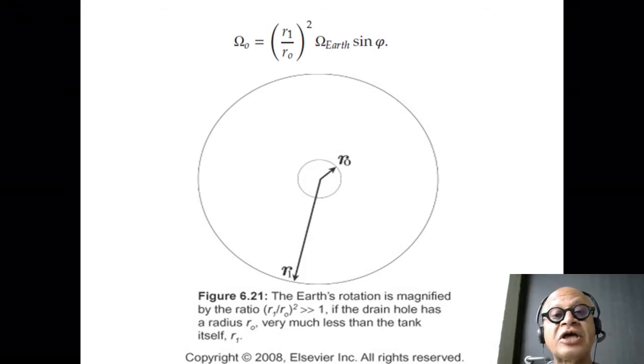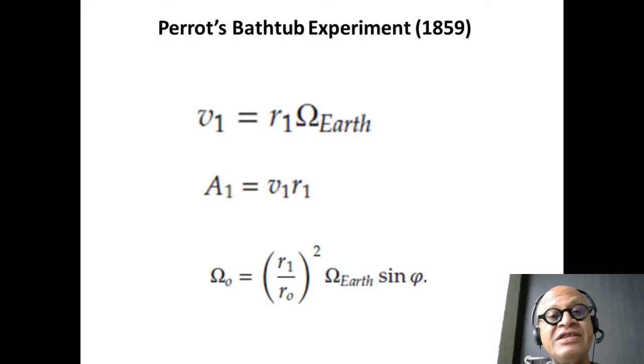That does lead to angular momentum conservation problems and instabilities, as we will see later on. But the amplification of this was actually shown in a bathtub by Perrot back in 1859. So he did the Foucault pendulum equivalent in the bathtub. Basically, we will see that if you set up a tank with water and just leave it alone for a day or two, it's not rotating, it's just sitting, right? It should acquire the rotation of the local F.